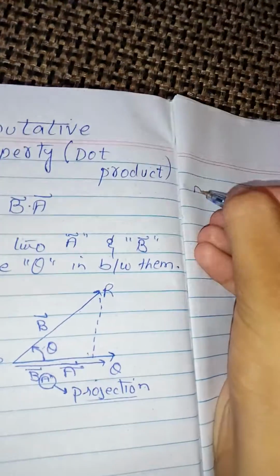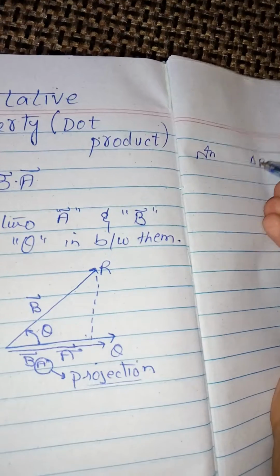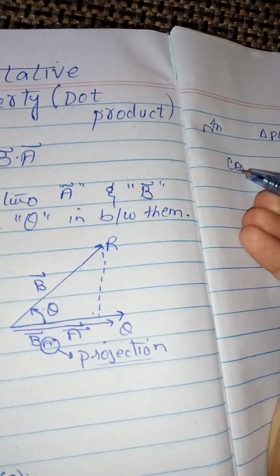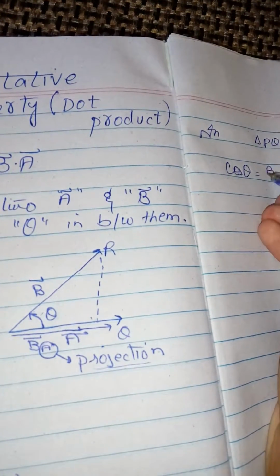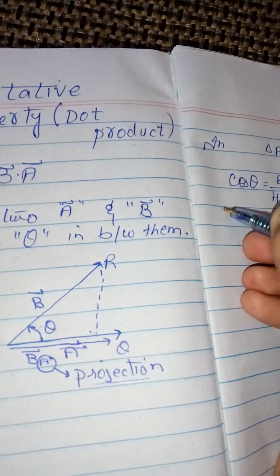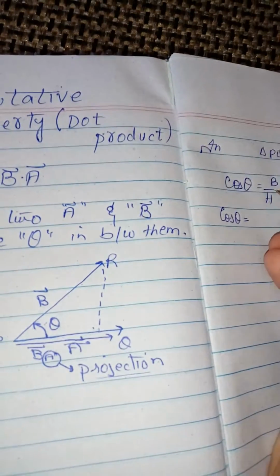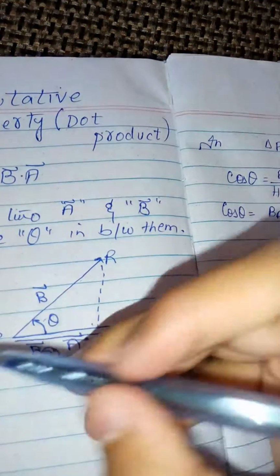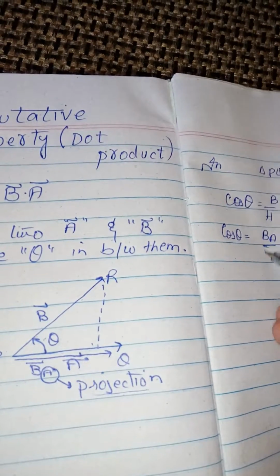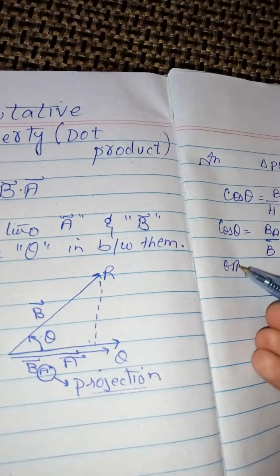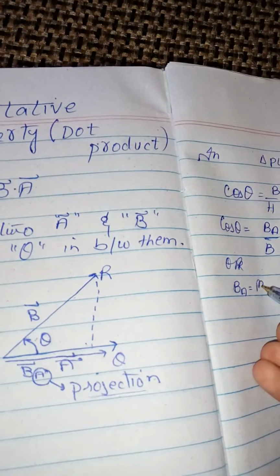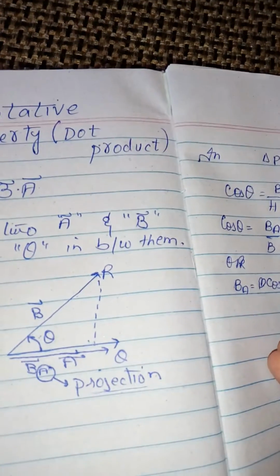Now in triangle PQR, we can take a trigonometric ratio: cos theta is equal to base upon hypotenuse. Here the base will be b_a, and the hypotenuse will be vector b. So b_a upon b, or b_a is equal to b cos theta.